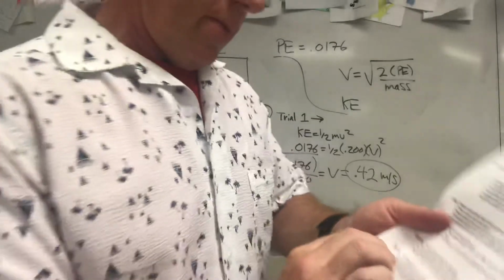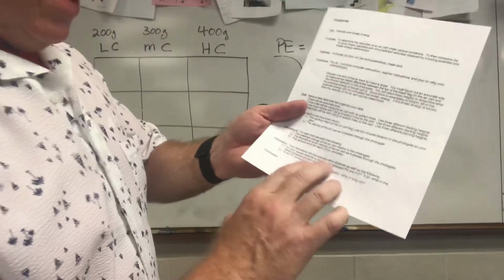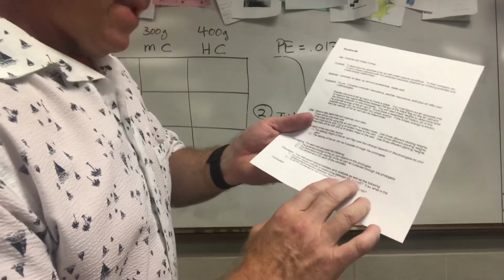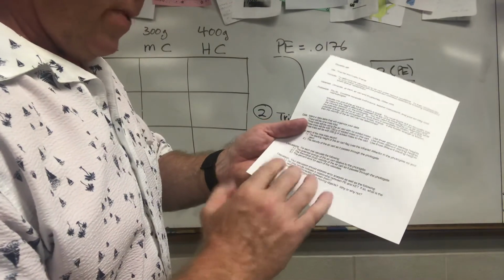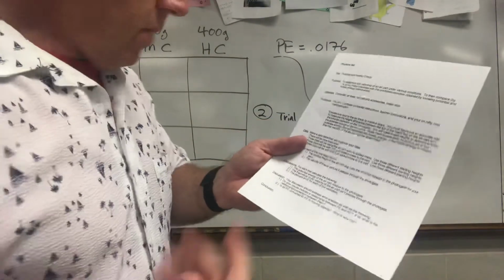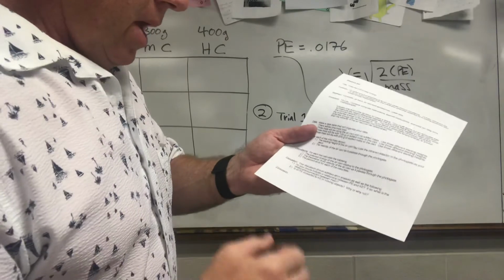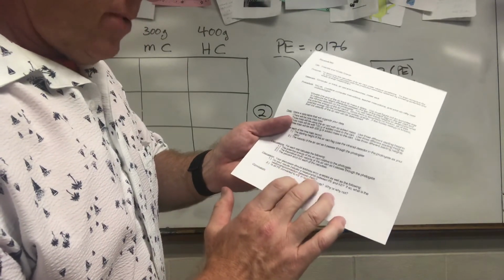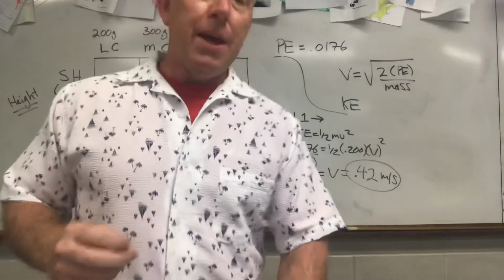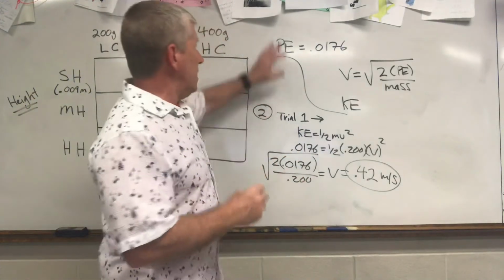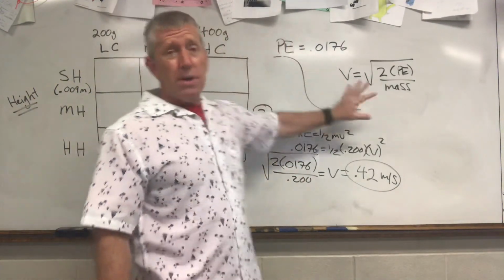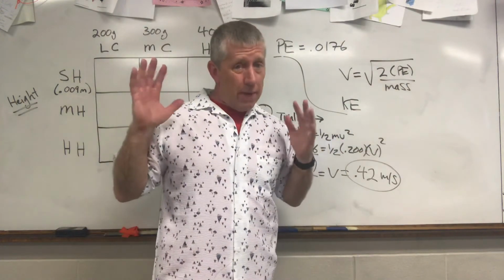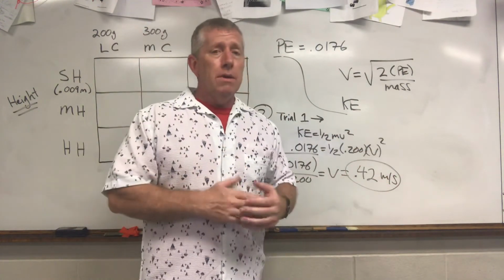It says, do your results indicate a relationship between PE and KE? If so, what is that relationship or the connection between them? Just answer that question. Number 2, is the PE converted to KE in moving objects? Why or why not? Is all of the potential energy at the top of the hill converted to kinetic energy? Is every little drop of it converted?